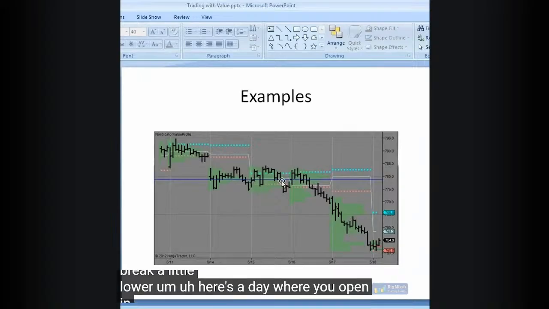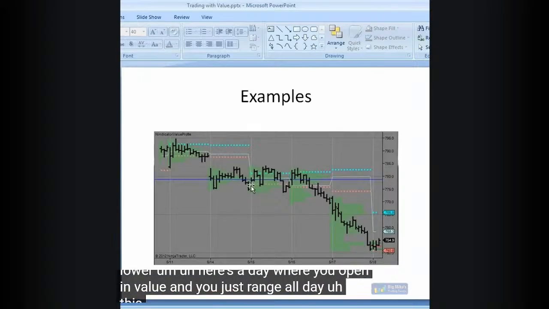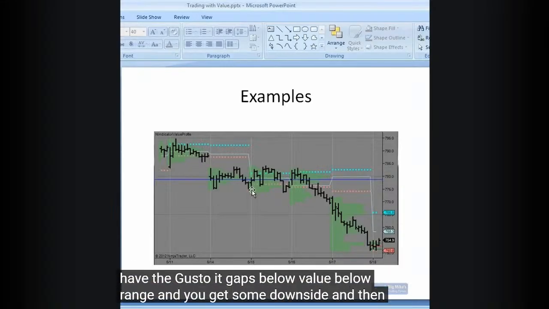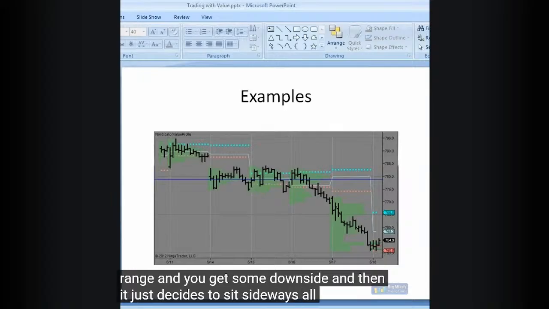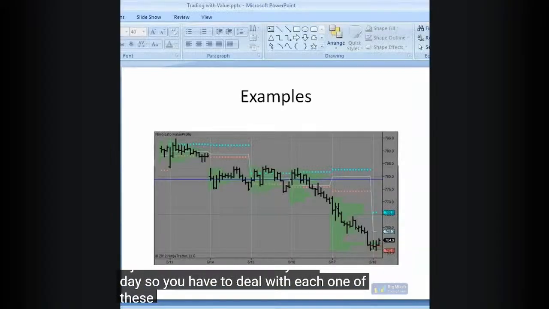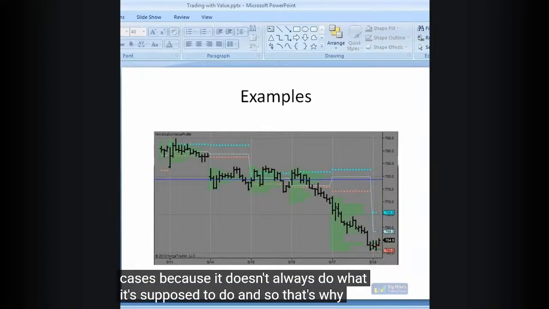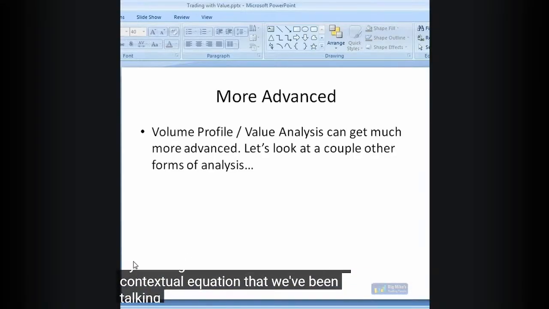Here's a day where you open in value and you just range all day. This one you open below and it ranges. Sometimes when you gap, you just don't have the gusto. It gaps below value, below range, and you get some downside, and then it just decides to sit sideways all day. So you have to deal with each one of these cases because it doesn't always do what it's supposed to. And so that's why you watch what's going on and try to bring other information into this contextual equation that we've been talking about.